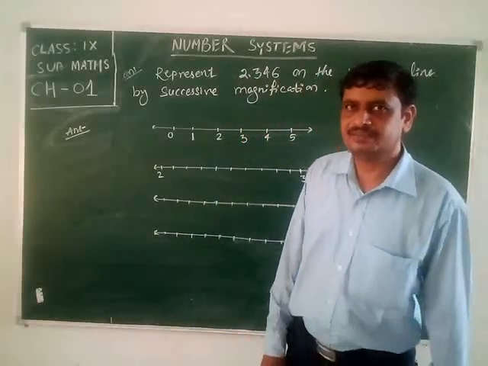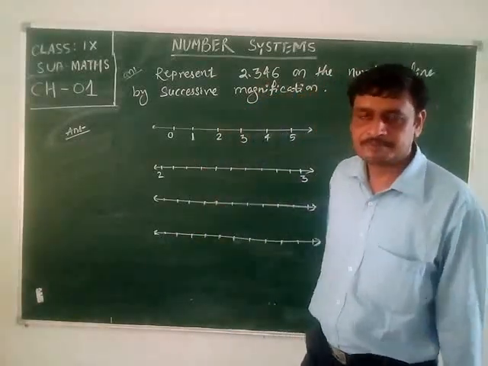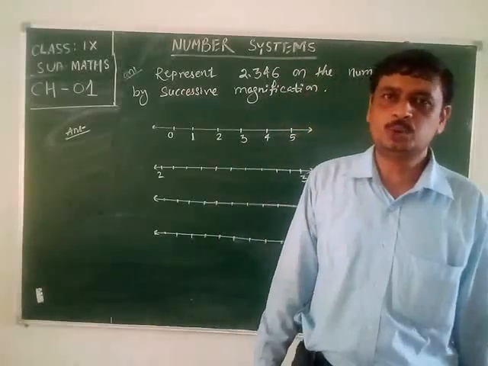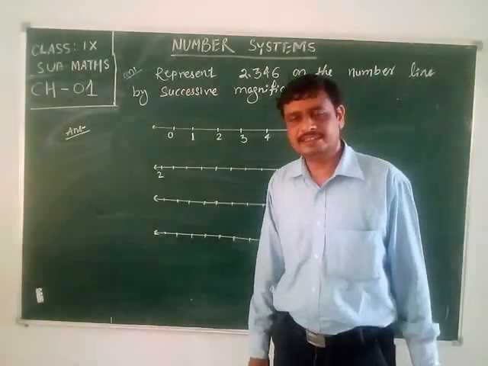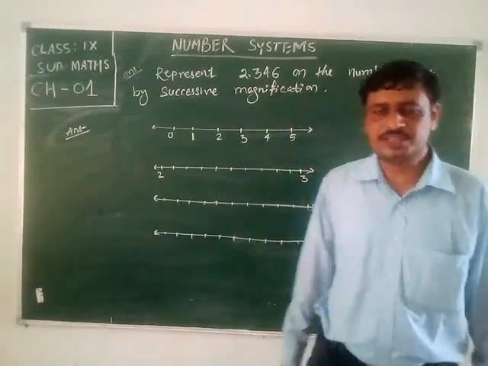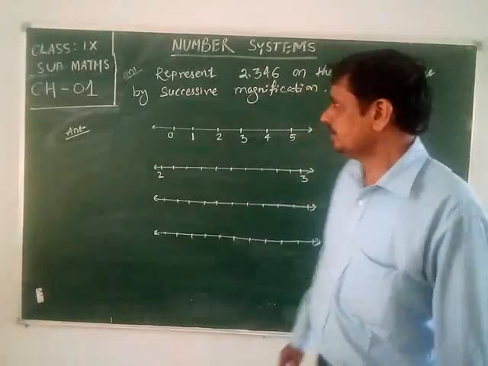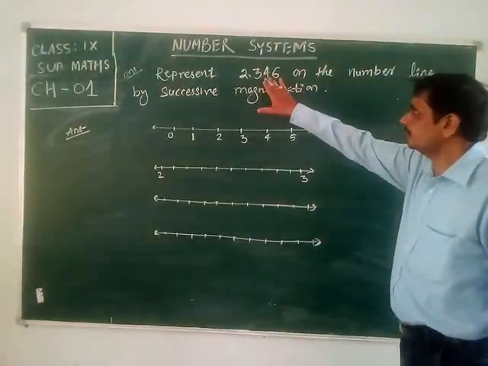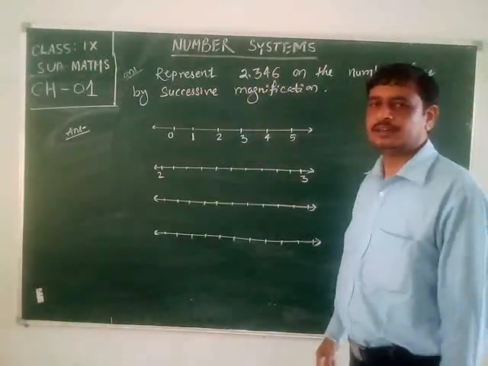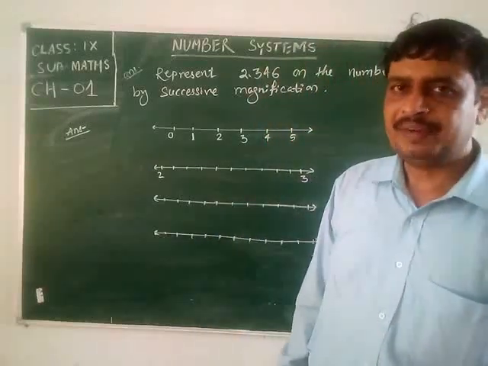About the mathematics of class 9, chapter 1, that is number system. Here we will discuss how to represent any decimal number on the number line by using the successive magnification method. Here the question is given: represent 2.346 on the number line by using successive magnification.